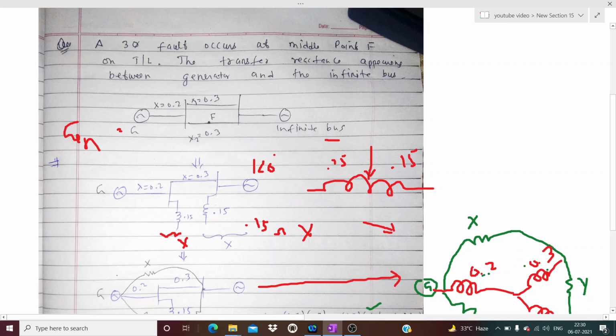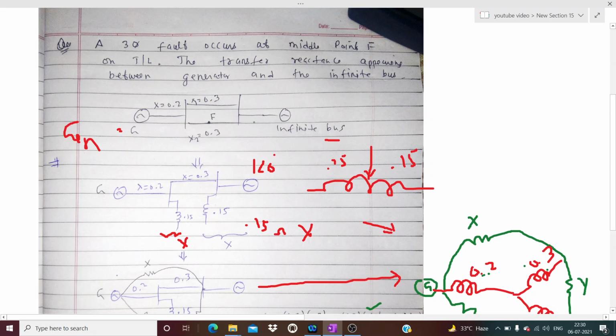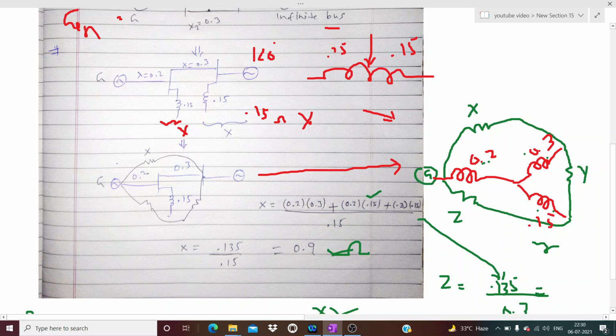What I have done, I will just summarize it. The fault was occurring at exactly 50%, exactly at the midpoint. Therefore I have divided this 0.3 ohm into two respective parts. Since this will be parallel with the infinite bus, we will neglect it. So now we will have this red connection after eliminating this 0.15 ohm reactance. Then this red star can be converted into delta by a star-delta conversion. After converting it to delta, we will have x, y, and z, three inductances.